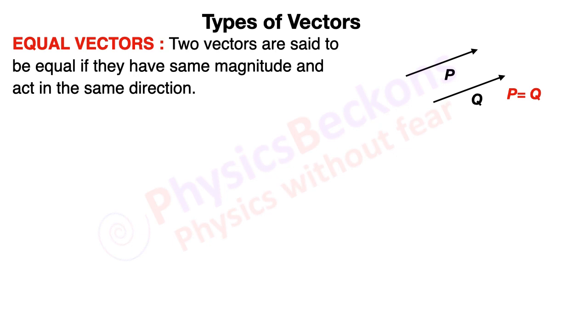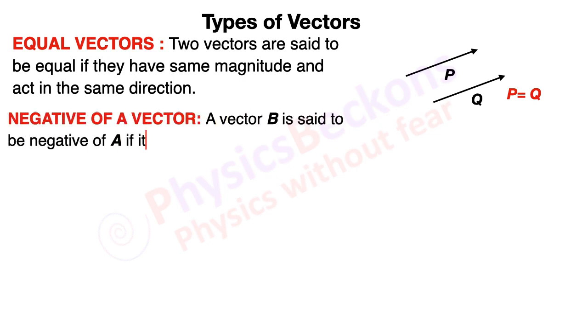You cannot have 10-meter displacement equal to 10 Newton force. Even if they have same magnitude and they may be acting in same direction, equal vectors must represent the same physical quantity, should have equal magnitude and should act in same direction.